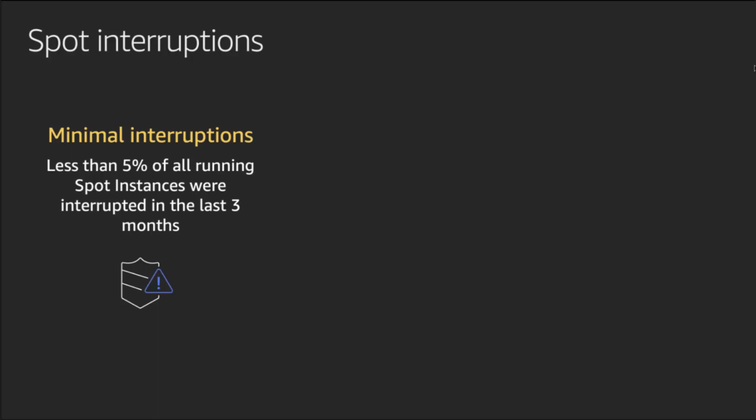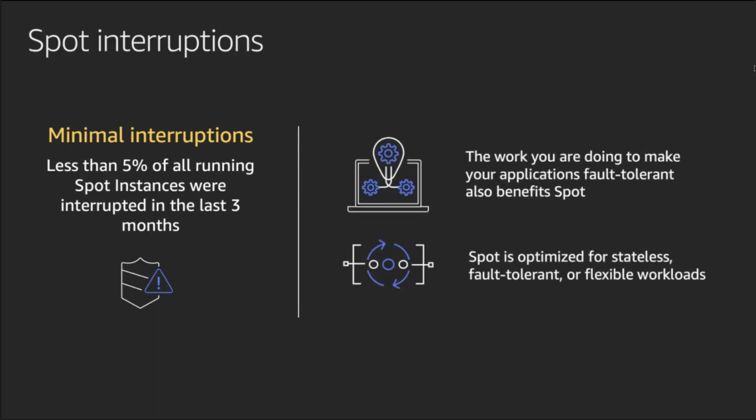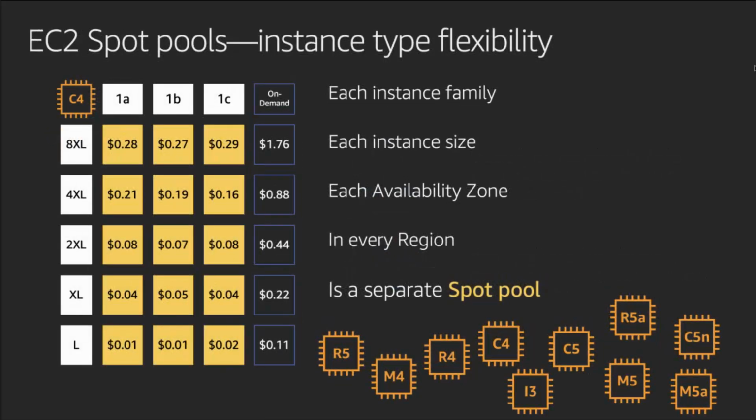So I did mention Spot is an interruptible service. Your instances can be interrupted with a 2-minute warning when we need to take that instance back. However, we try not to do that if at all possible. And the result is a combination of the fact that there's just so much spare capacity out there. Less than 5% of all running Spot instances were actually interrupted in the last 3 months. And so you can see, we're not in the business of just trying to interrupt you. If we don't have to, we will let you keep that Spot instance for as long as we possibly can. So the work that you're doing to make your applications fault tolerant is a benefit to Spot in general, because if your apps are fault tolerant, then you can typically use Spot out of the box. And again, Spot is optimized for stateless, fault tolerant, and flexible workloads, and that's a pretty good fit for batch jobs in general.